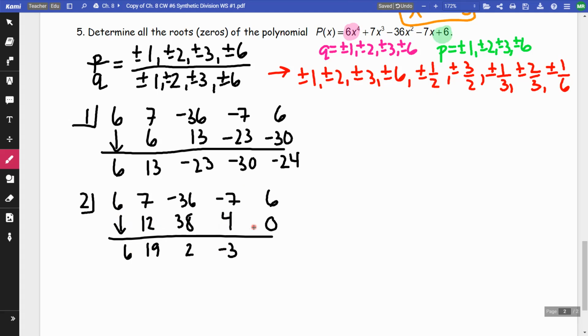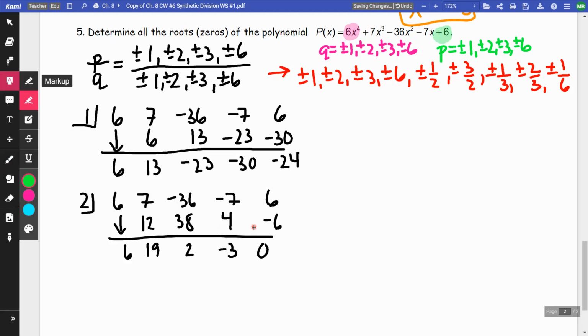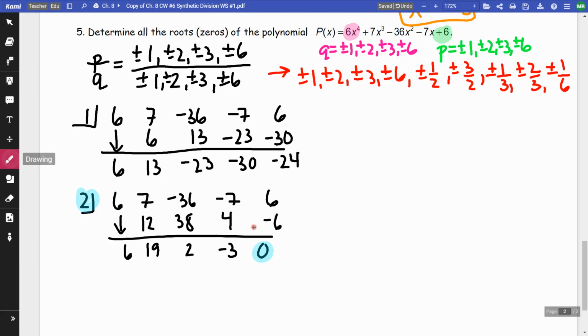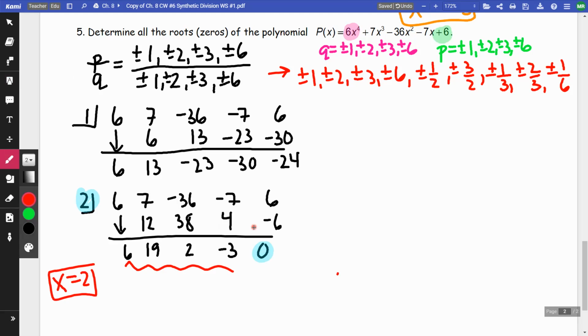I'm going to get a 0. So I do have a 0 when my x is 2. So x equals 2 is a solution. I'm going to take this depressed polynomial, and I'm going to keep going from here.